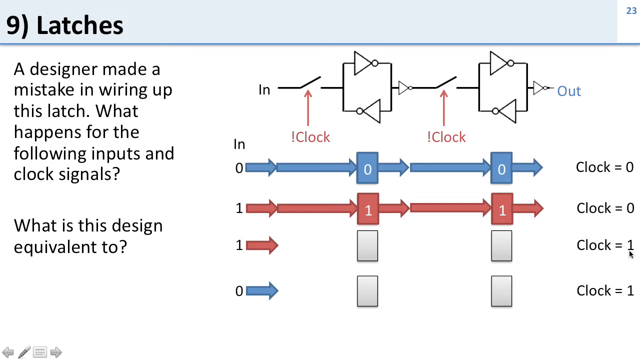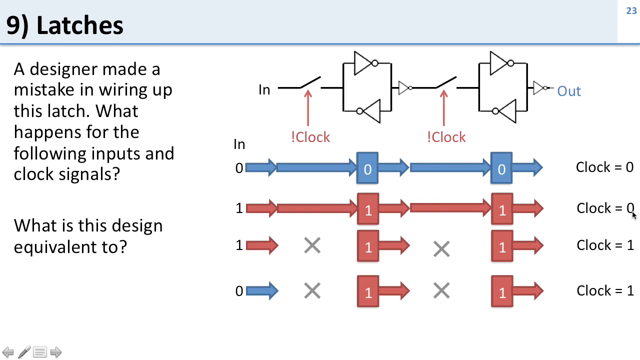Now what happens when clock equals 1? So when clock equals 1, we still got our input of 1, but it can't go through anymore. Because when clock is 1, not clock is 0, so this gate is open. Same one here, this is open. So it doesn't go through. We still got a 1 in here. Can't move that to the last latch because that switch is open. So we still output a 1. Now what happens if we change the input? Well, we can't go through, so it's going to stay a 1, and we're going to keep having a 1 here. So what is this design equivalent to?